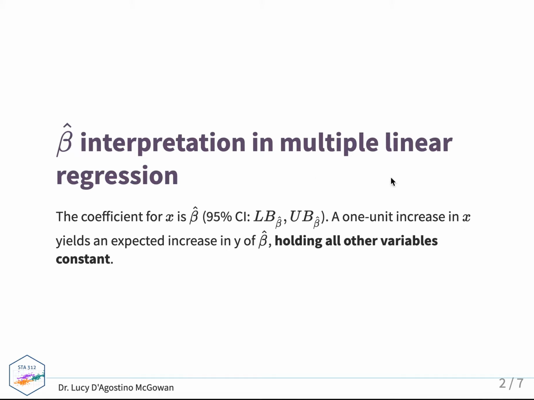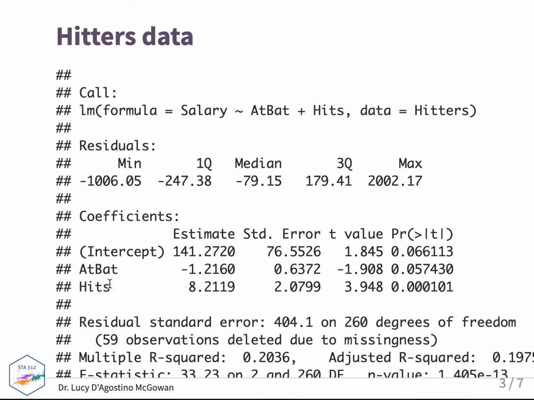All of this is very important, but especially this holding all other variables constant. In multiple linear regression, those beta coefficients are interpreted in the context of the other variables. So here's some output from R for the hitters data that we've been using a lot in the lab and in the previous lecture. I'm fitting that same model, predicting salary from the at-bat and hits variables, and this is the output that I come up with.